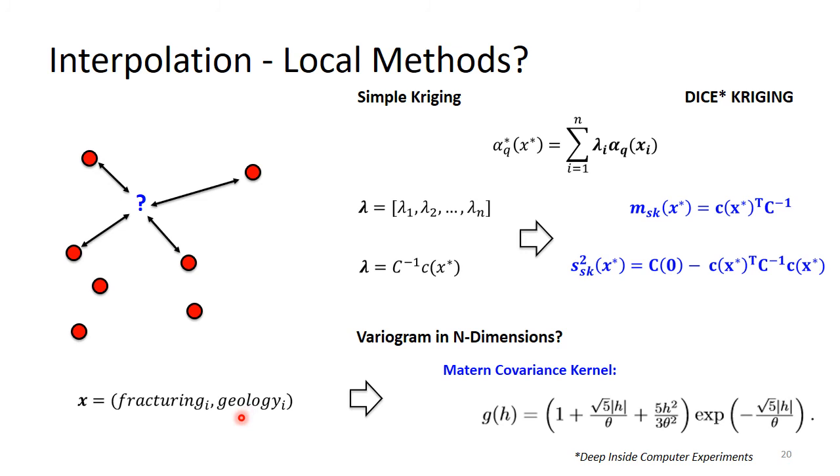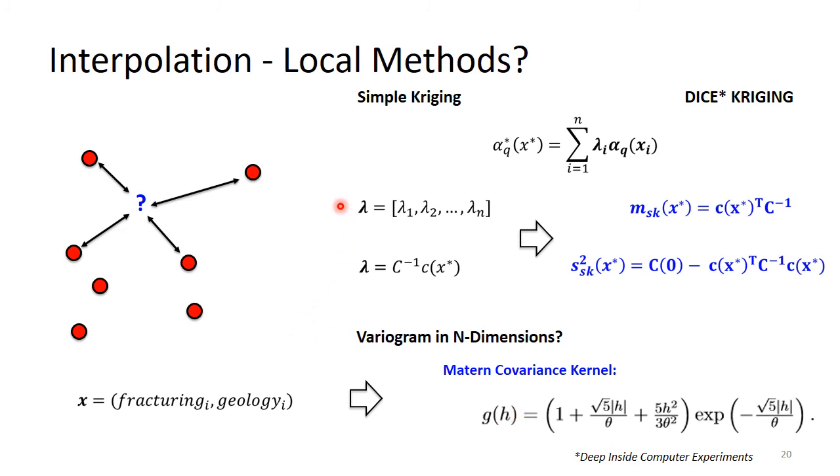So we can extend this idea of kriging, spatial kriging, to kriging within the parameter space. And this has been developed by David Ginsbourger of the University of Bern, which is called DiceKriging. It's also used for analyzing computer experiments, for building surrogate models for computer experiments. So these are the same techniques.